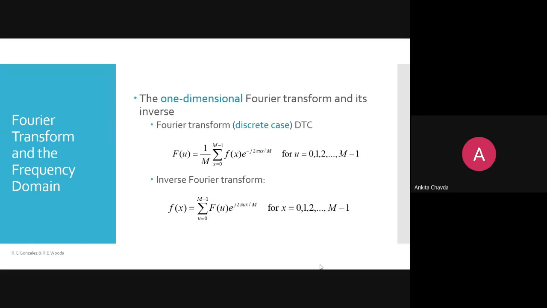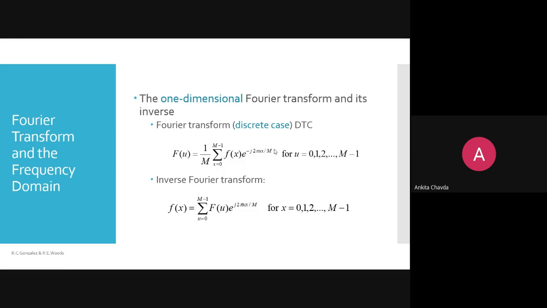The one-dimensional Fourier transform and its inverse. But here this is in the discrete case, because now we want a discrete Fourier transform, not only the Fourier transform, the discrete Fourier transform. So F of u equals 1 upon m, where m means the number of samples that we have, right? 1 upon m sigma, x equals 0 to m minus 1. For this you are doing f of x into e raised to, the formula is the same, but here you will divide by m.